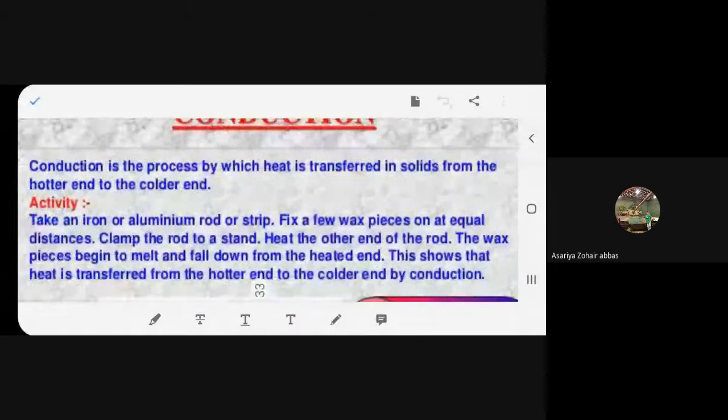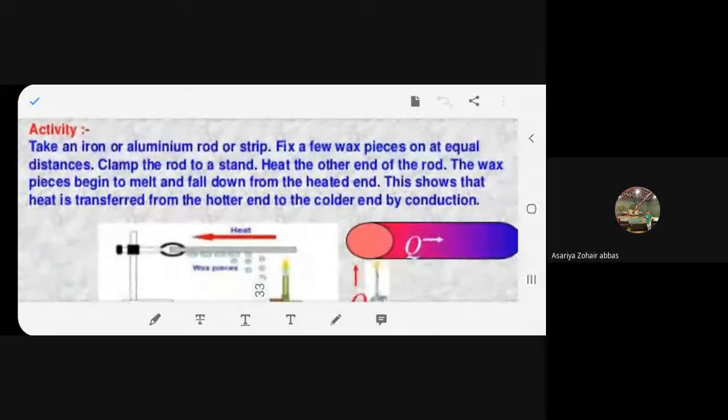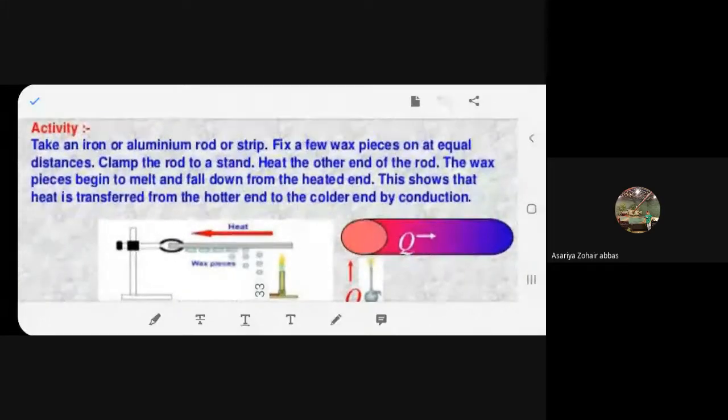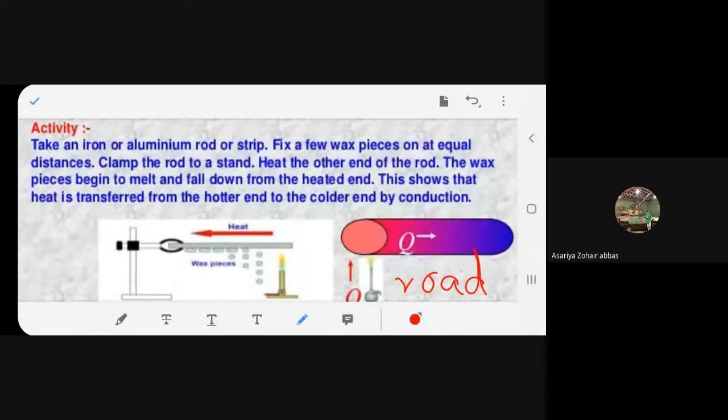Start. Okay. Activity. Take an iron or aluminium rod on a spirit lamp. Fix a few wax pieces at equal distance. Clamp the rod to a stand. Heat the rod. It is not road, it is rod. Clamp the rod to a stand. You can use a rod. It's rod, I said. Rod. You are pronouncing it like this. Why? Rod.